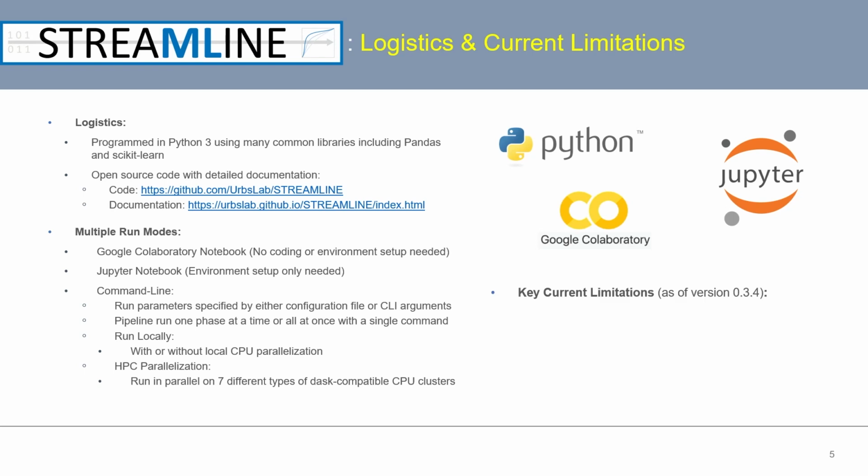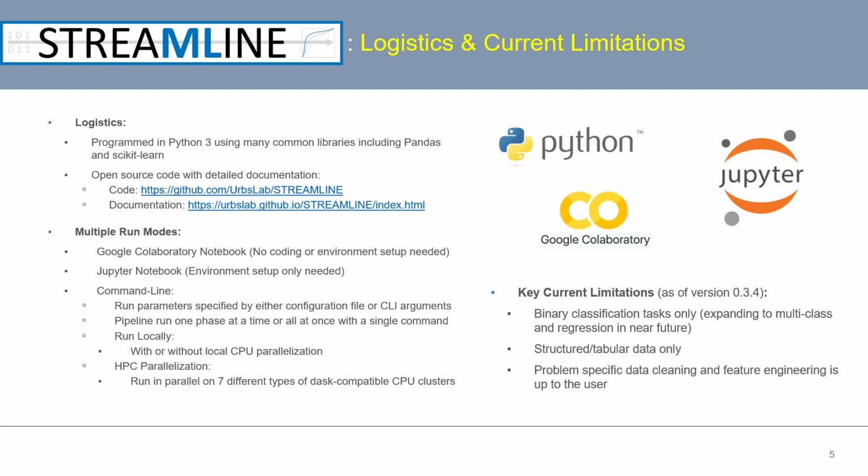Some of the key limitations of STREAMLINE as of version 0.3.4 include that it is currently only set up to handle binary classification tasks. However, we expect to complete expansion to multi-class and regression tasks in the near future, so keep an eye on our GitHub repository. Additionally, STREAMLINE is set up to only handle structured tabular data.